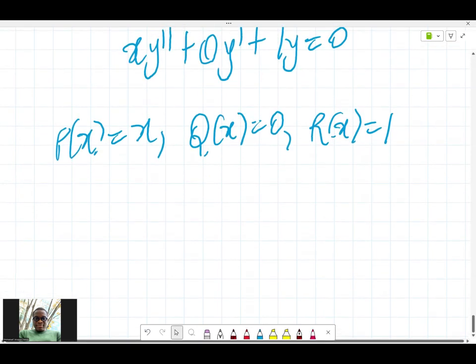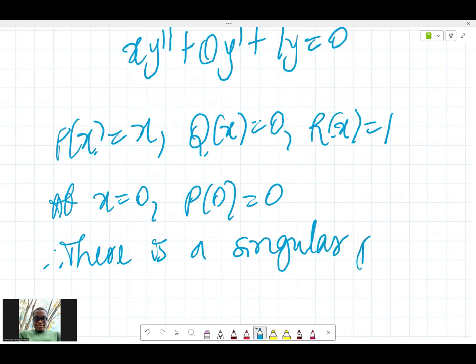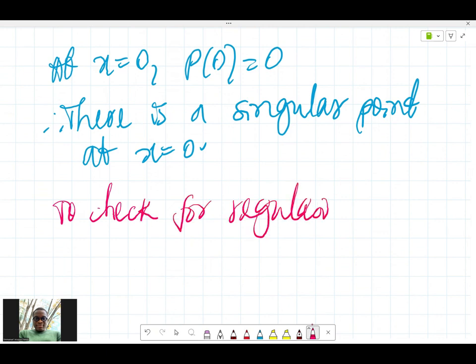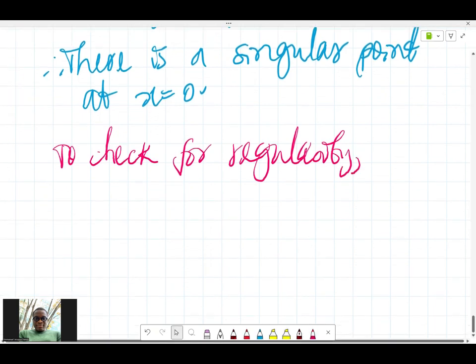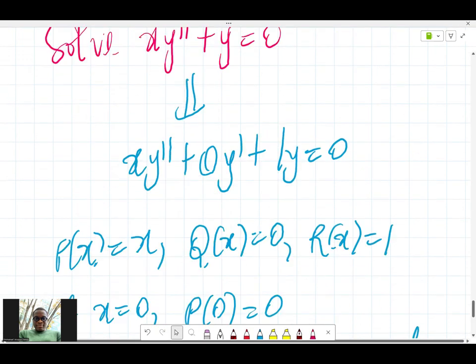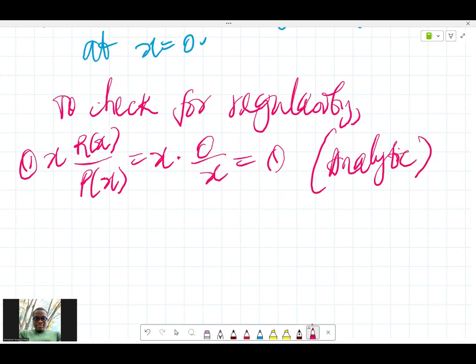So we see that at x equals 0, we have p of 0 equals 0. So there is a singular point at x equals 0. Now, with that done, we can go for the other one, to check for regularity, like we've been doing. Of course, x is 0, so we can go straight. The first thing we do is x times q of x all over p of x. That is x times 0 all over x, because p of x is x. So everything is simply 0. In that case, it is analytic, or at least it is defined.